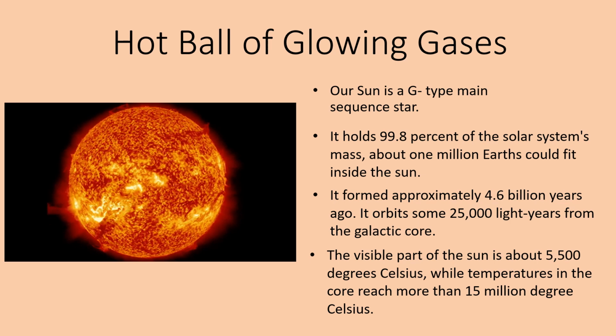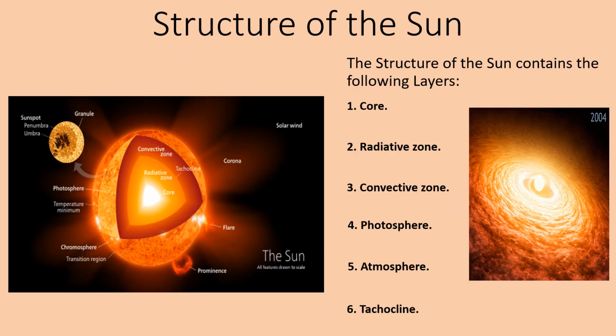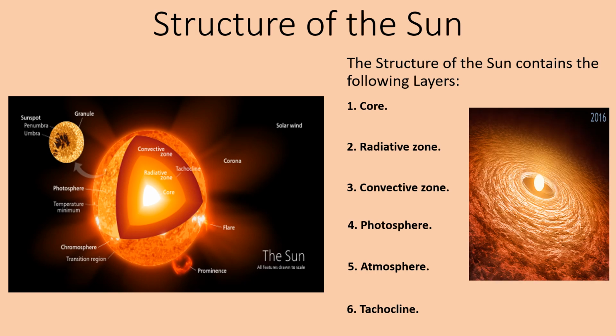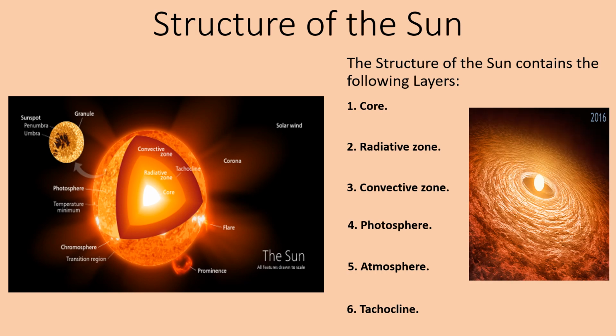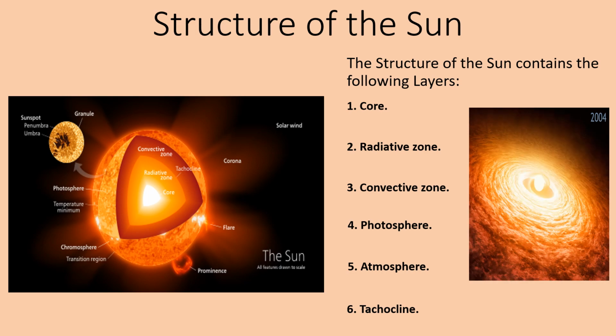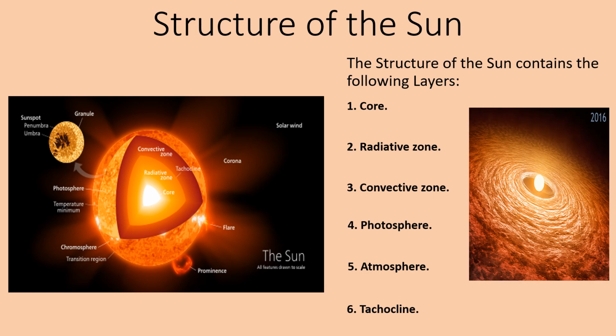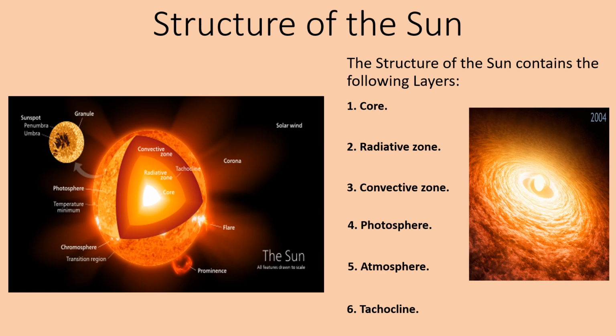It currently fuses about 600 million tons of hydrogen into helium every second, which means it is converting 4 million tons of matter into energy every single second. Thus, it is important to understand the structure of the Sun. Basically, the structure of the Sun consists of six layers. The first layer, inside the Sun, is the core. The second is the radiative zone. The third is the convective zone. The fourth is the photosphere, and the fifth is the atmosphere. And the sixth is basically not a layer. It is a covering known as the tachocline, which separates the radiative zone and the convective zone.